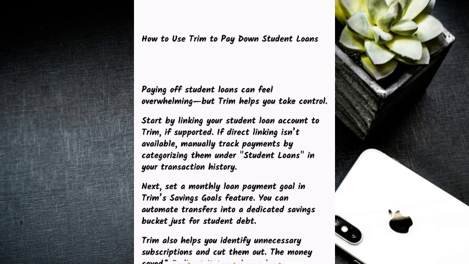First, start by linking your student loan accounts to Trim if supported. If direct linking isn't available, you can manually track payments by categorizing them under student loans in your transaction history.